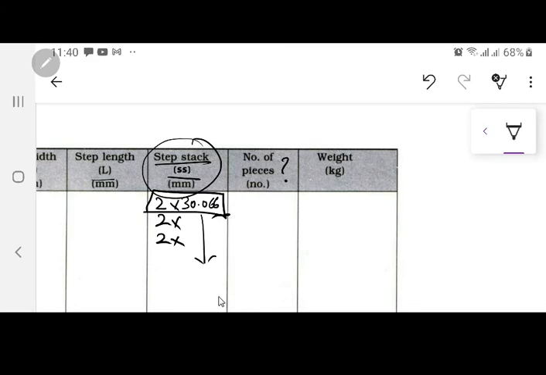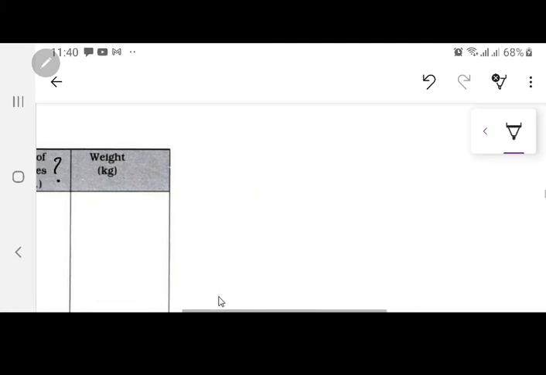There are 2 shape A's, and inside each shape A, one is placed on this side and one on this side to make a circle. So you are going to have a multiple of 4 pieces. When you divide 2 into 30.066 by 0.27, whatever value you get, you are going to round it off to the number which is divisible by 4.